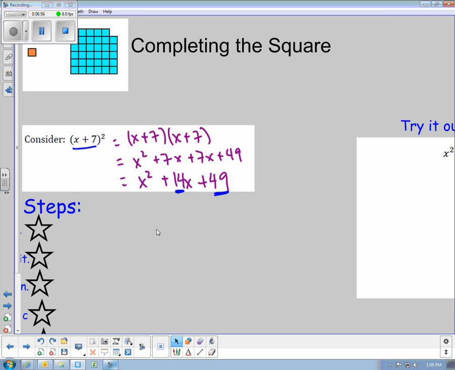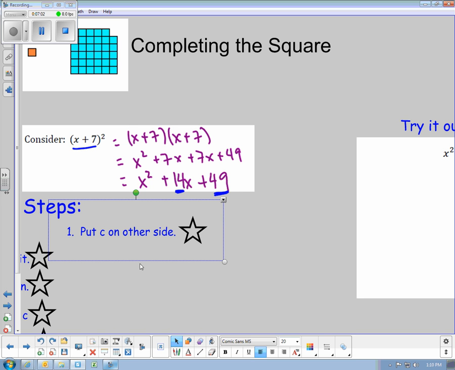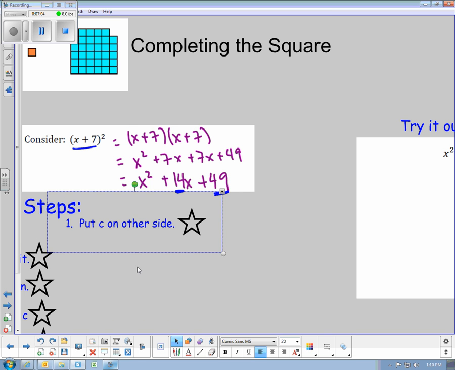Here's the steps for completing the square. There's going to be 5 of them. So the first one, we want to move c to the other side. We need to get rid of the constant that's originally in the equation. Okay, so put c on the other side.